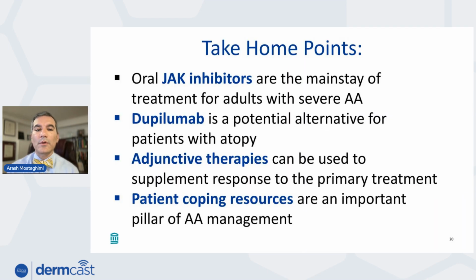The take-home points. Oral JAK inhibitors are the mainstay of treatment for adults with alopecia areata. Severe disease is decided by not just the SALT score, but a combination of SALT score and the actual impact it's having on the patient. For patients that have a history of atopy, dupilumab may be an alternative treatment, although JAK inhibitors are still preferred. Adjunctive therapies may be used to supplement response to the primary treatment, and patient coping resources are an important pillar of AA management.